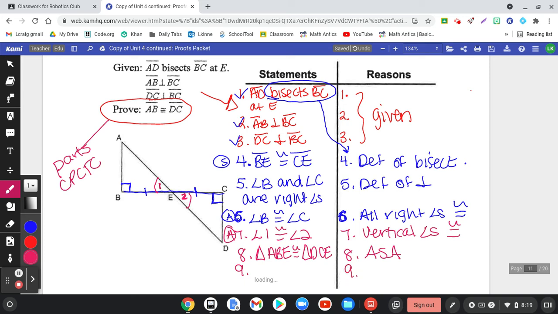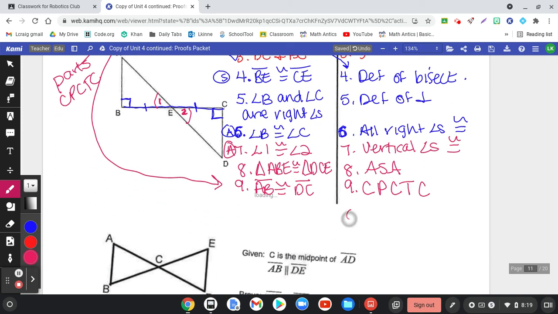So we can say, because again, what it asks you to prove is always your last statement, AB is congruent to DC by corresponding parts of congruent triangles are congruent. Again, corresponding, maybe at least say it out loud, corresponding parts, we're proving parts of congruent triangles are congruent.